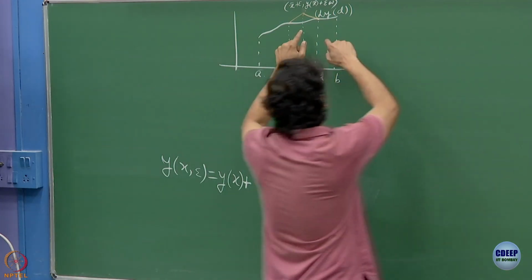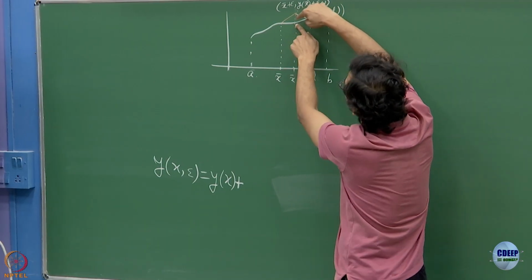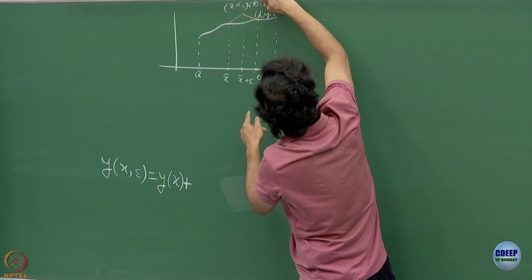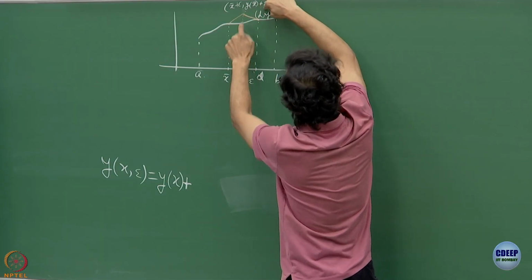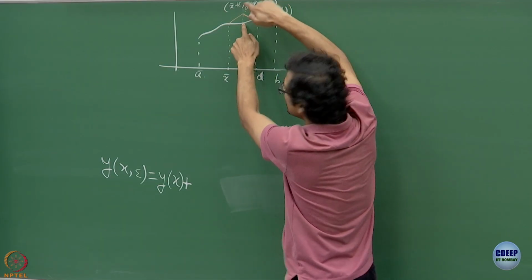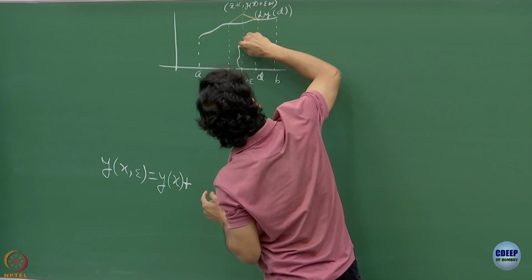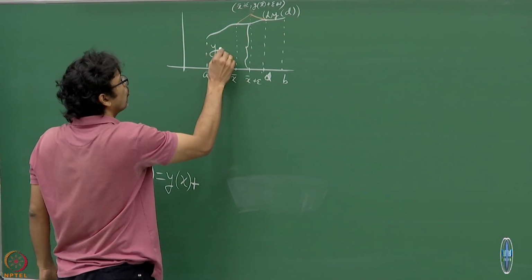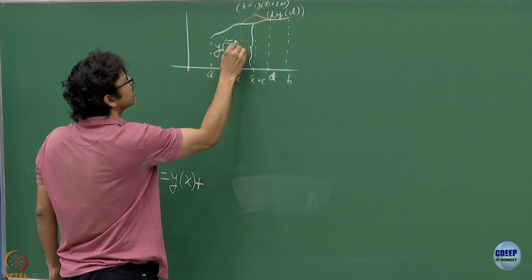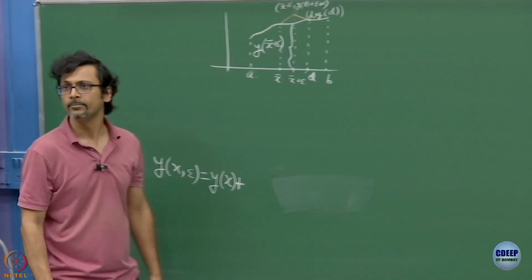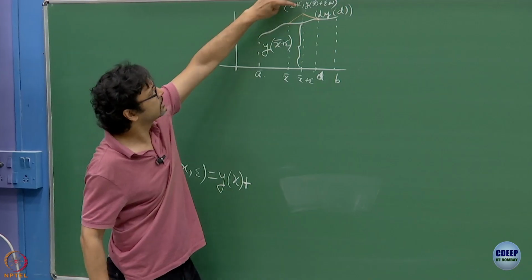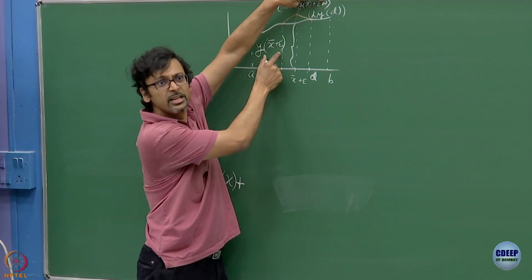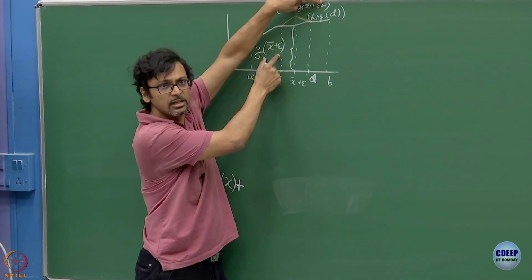See, at this point, what is the perturbation contributing? It is this, right? And that is not exactly this, that is exactly the difference between this and the value at this point. And this part is y evaluated at x bar plus epsilon. So the overall contribution of the perturbation is the difference between this and this. That's what the linear perturbation is contributing at this point.